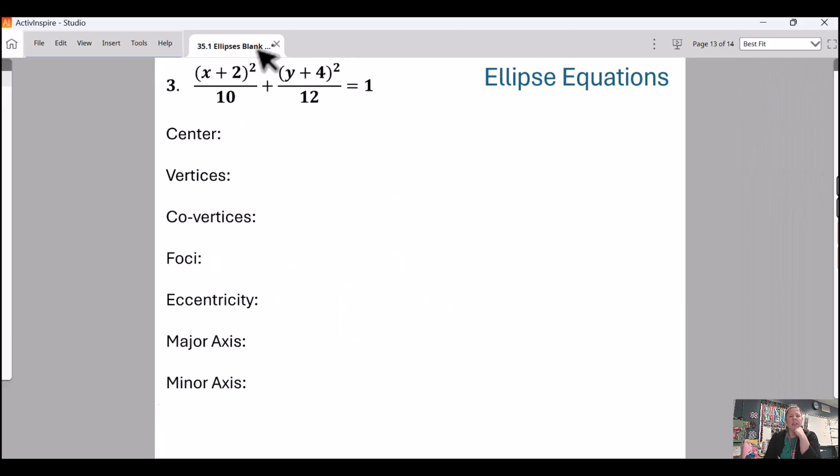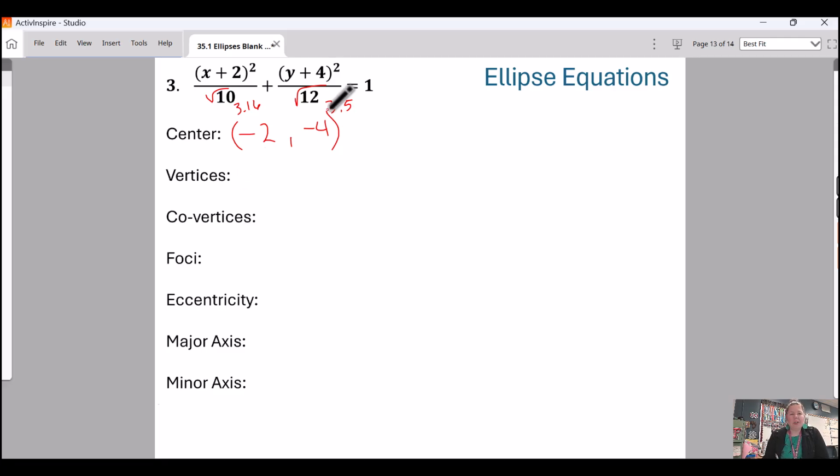We can also see some information about numbers that aren't perfect squares. They do not have to be perfect squares, and that's okay. But our center is going to be the same, so this would be -2, -4. The bigger number is 12, and I want to know what the square root of 12 is and the square root of 10 is. So the square root of 12 is 3.46, however you want to round that. And then the square root of 10 is 3.16. So these numbers are much closer together than the other ones were.